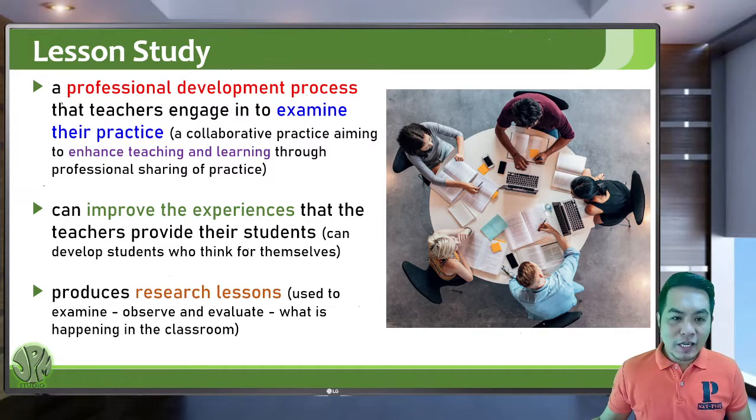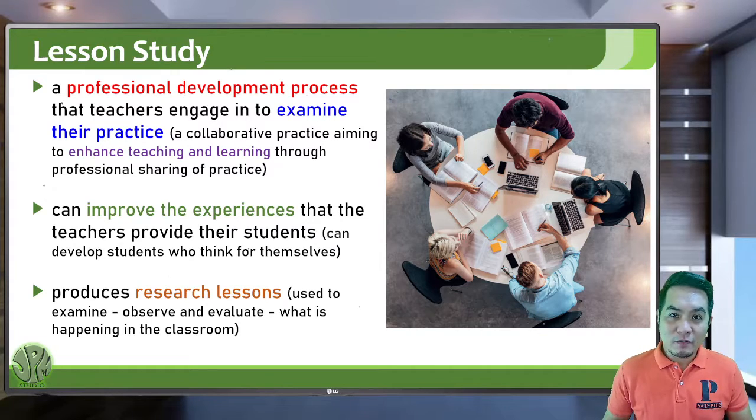A lesson study actually produces what we call research lessons. Unlike a regular lesson, a research lesson is produced in a lesson study because it examines or observes and evaluates what is happening in the lesson and in the classroom. So you're studying your lesson, how it affects your students. You're evaluating your lessons and you are experimenting with ways on how to improve your lesson.